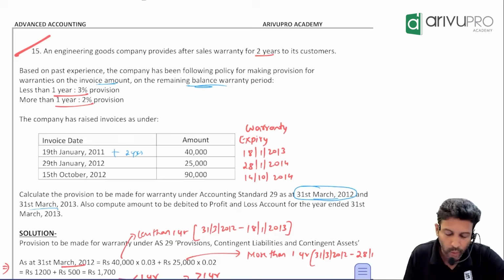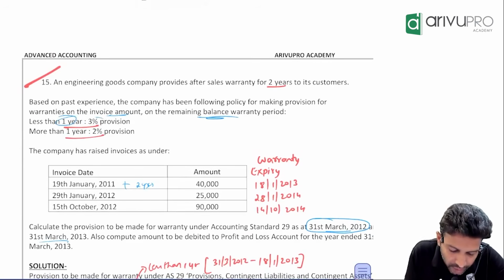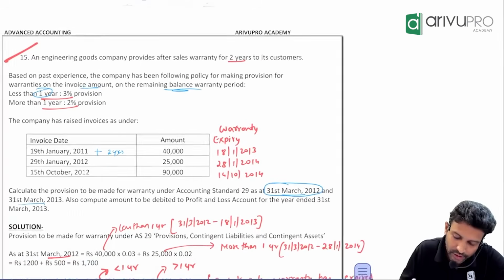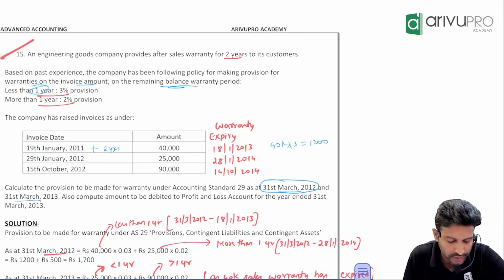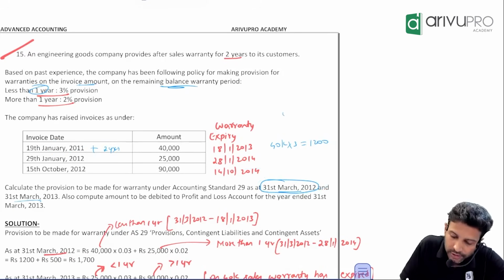Less than 1 year. And what is the company's policy? If it is less than 1 year, how much provision will they make? 3%. So calculate 3% of 40,000. How much is that? 1,200. So on this sale, they will make a provision of 1,200 for this particular year, the year ended 31st March 2012. Agreed?